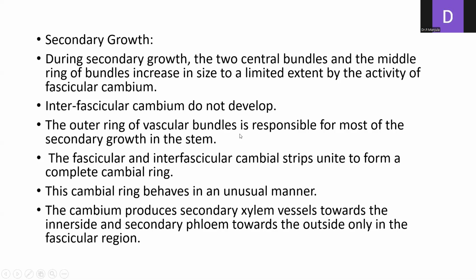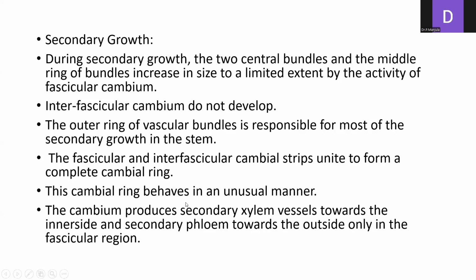The outer ring of vascular bundles is responsible for most of the secondary growth in the stem. So only the outer ring is involved in producing a larger amount of secondary growth. The fascicular and interfascicular cambial strips unite to form the complete cambial ring.